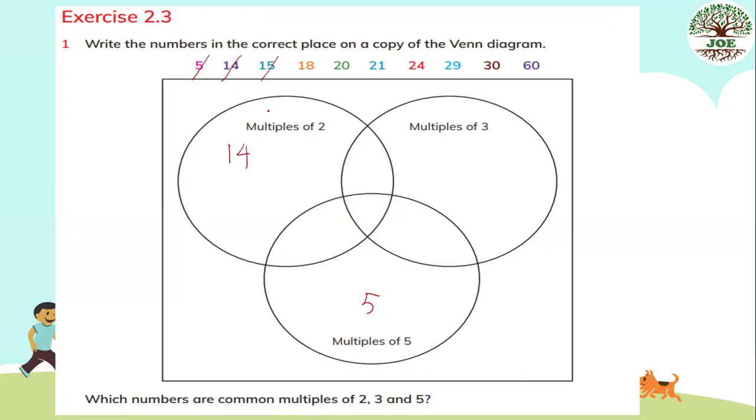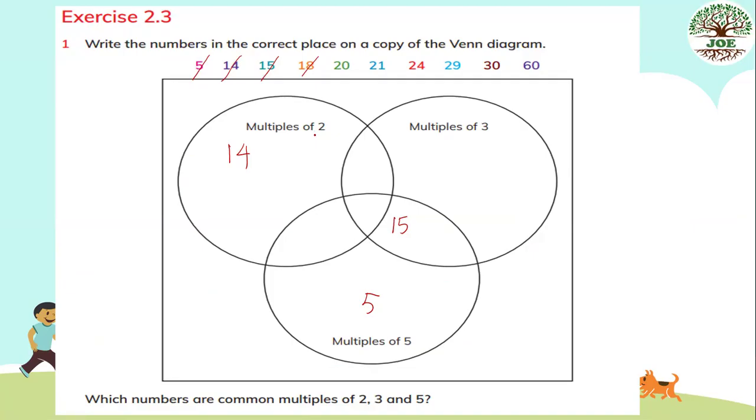And 50. 50 is a multiple of 5 and 2. So we write it in the middle place of 5 and 2. 15 must be here. And 18. 18 is even, so it is a multiple of 2, a multiple of 3, not a multiple of 5.